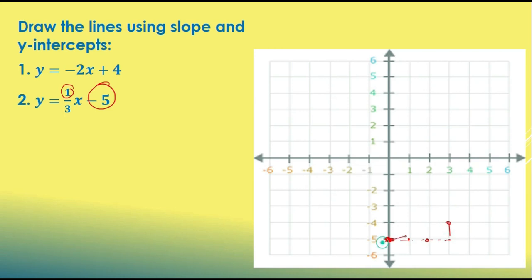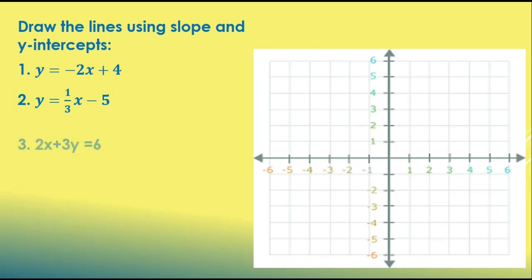So connect these two, extend it till last. So you will understand where it intersects with the x-axis by putting y is equal to 0. You can find it somewhere around 15. It will intersect. So that's the way. This is y is equal to 1 over 3x minus 5.